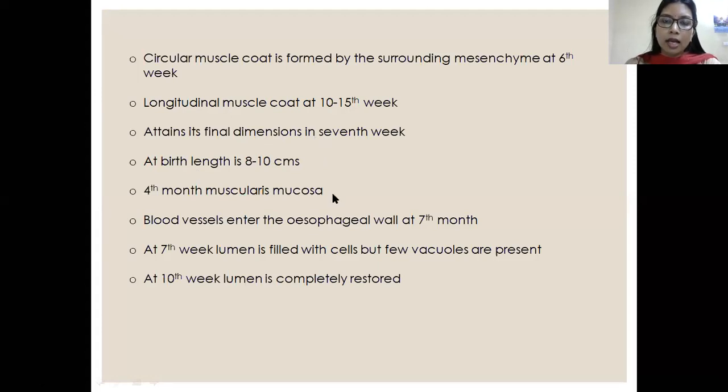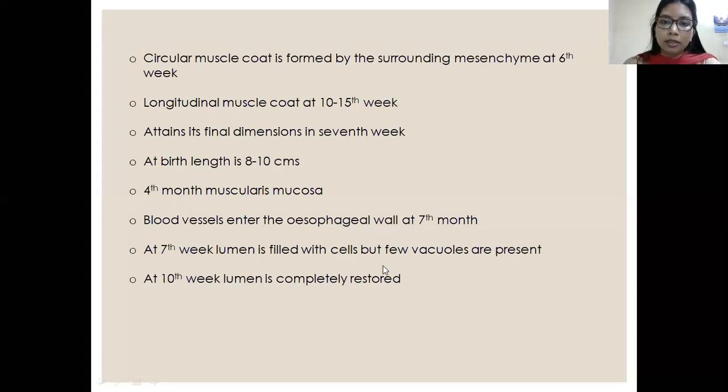The four layers are mucosa, submucosa, muscular coat, and fibrous coat or the adventitia. The muscularis mucosa is one of the parts of your mucosa. Mucosa consists of epithelium, lamina propria, and your muscularis mucosa. We will come to that. But this muscularis mucosa is developed in the 4th month of gestation. The blood vessels supplying the esophagus enter the wall at the 7th month.